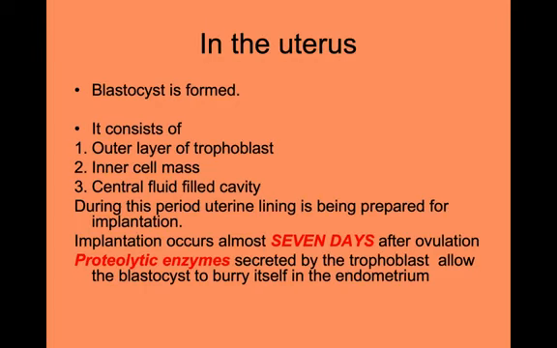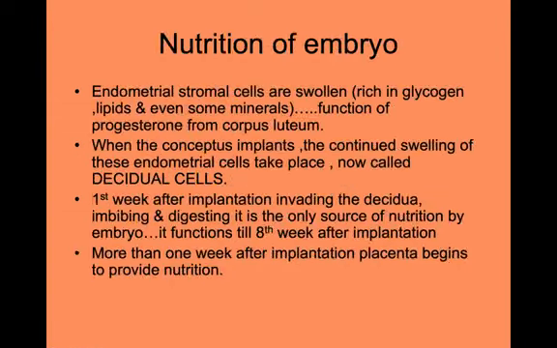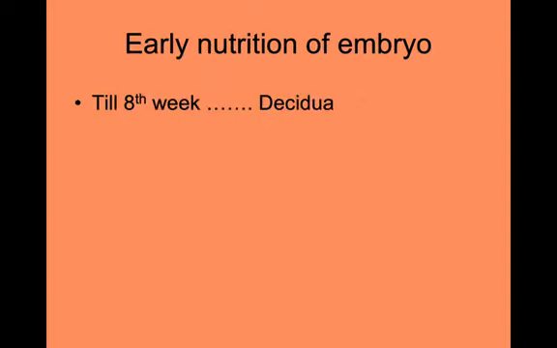Implantation occurs usually at the 7th day of the ovulation, and the proteolytic enzyme secreted by the trophoblastic cells allows the blastocyst to bury itself in the endometrium. At the same time, under the influence of progesterone hormone, the cells of the endometrium swell up and become secretory in nature, and they start storing nutrients like lipid, glycogen and some minerals. So they start giving nutrition to the conceptus, and these cells of the endometrium are known as the decidual cells, or we call it the decidua.